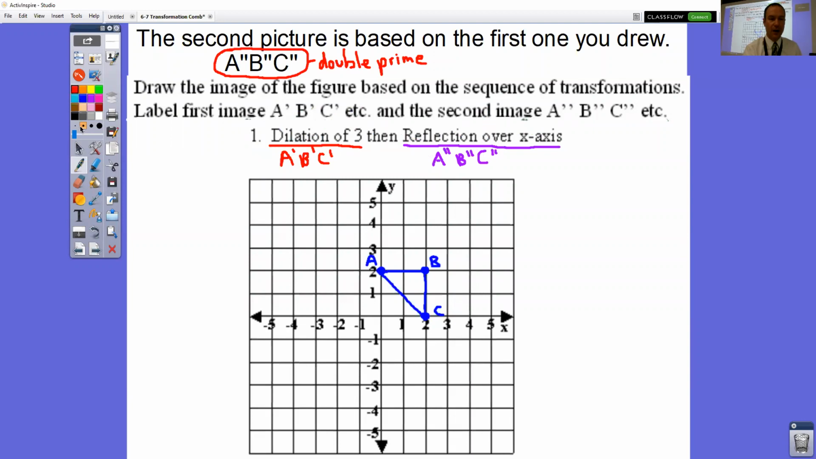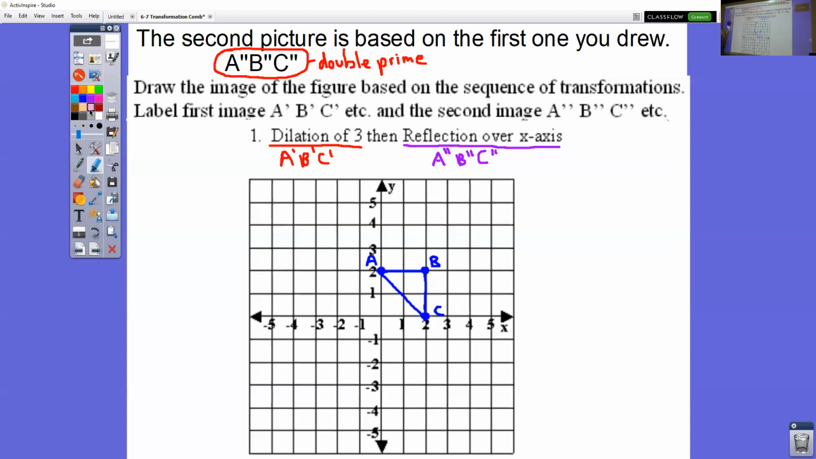So when we take a look and do this question, the first thing that we're going to do is a dilation of 3. When we go to do a dilation of 3, I think it's easier when you do a dilation to write down these coordinates right away. So looking at our original picture, our triangle ABC, we want to do a dilation of 3. So I'm going to write down the coordinates for A, B, and C.